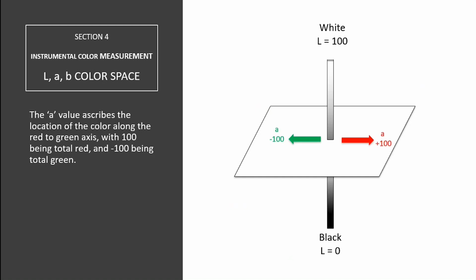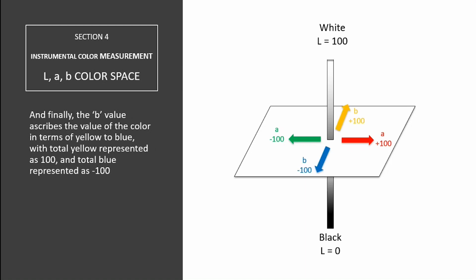The A value ascribes the color location along the red to green axis. So minus 100 would be pure green, up to plus 100 on the red side, or A side, would be total red. And the same for your yellow-blue: minus 100 B value would be total blue, plus 100 B value would be total yellow.